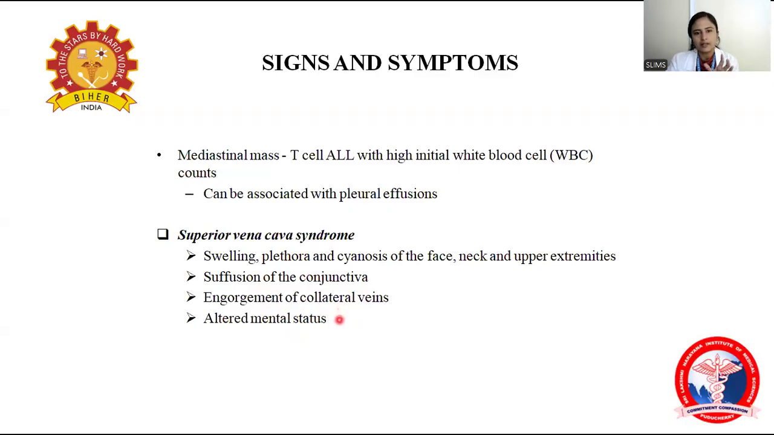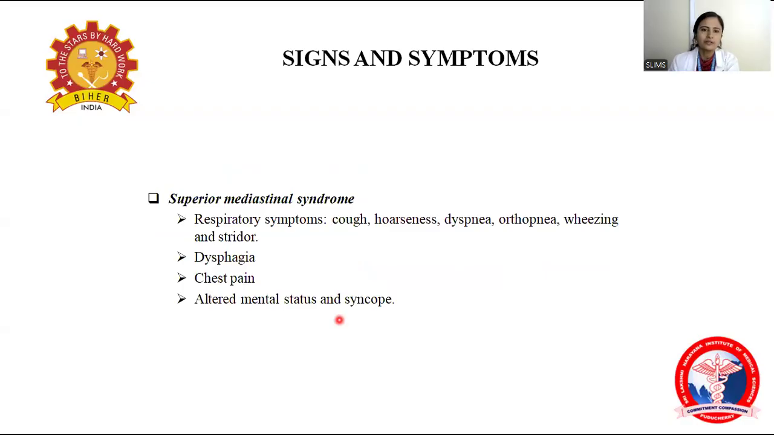If the mediastinal mass, along with compressing the superior vena cava, also compresses the trachea, then it is called superior mediastinal syndrome, which is associated with respiratory symptoms also. Along with the superior vena cava symptoms, they will have respiratory symptoms such as cough, hoarseness, dyspnea, orthopnea, wheezing and stridor, dysphagia and chest pain. Altered mental status and syncope can be seen. Superior vena cava syndrome and superior mediastinal syndrome are oncological emergencies. They need to be treated soon.